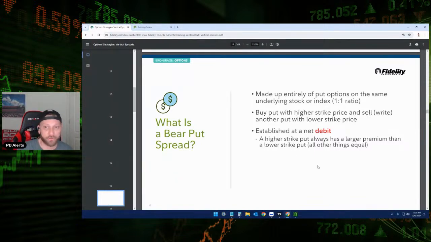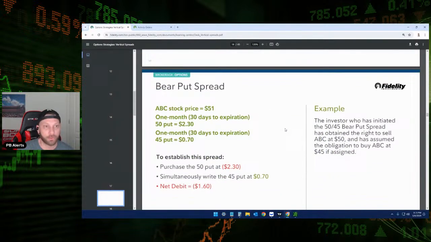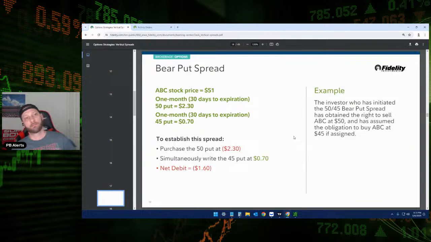So a higher strike put will always have a larger premium than a lower strike put, because the higher strike put is going to be closer to the money. That's why the premium is more. Okay. Let's go to the example here for bear put spread or put debit spread. ABC stock trading at 51 bucks. Let's just say our bias is bearish. We think it's gonna sell off. It's trading at 51 bucks.